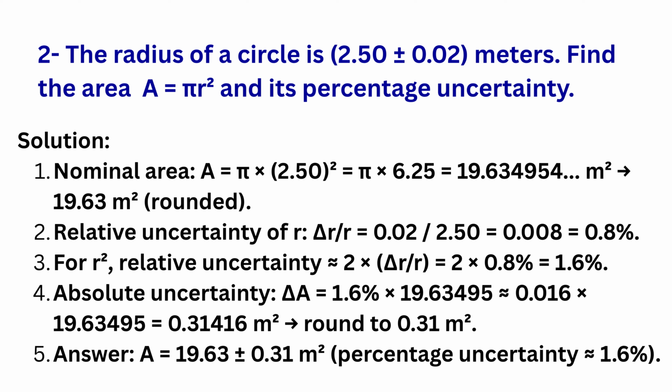The percentage uncertainty in the radius is 0.02 divided by 2.50, that's 0.8%. Since the area depends on r squared, the total uncertainty doubles to 1.6%. So the area is 19.63 plus or minus 0.31 square meters.